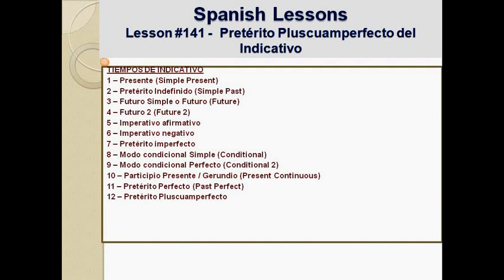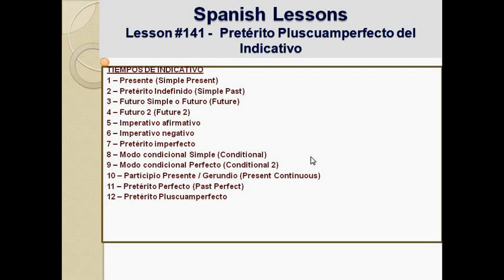Hi there. This is our lesson 141. In this class, I will show you the pretérito pluscuamperfecto del indicativo, or simply pretérito pluscuamperfecto.